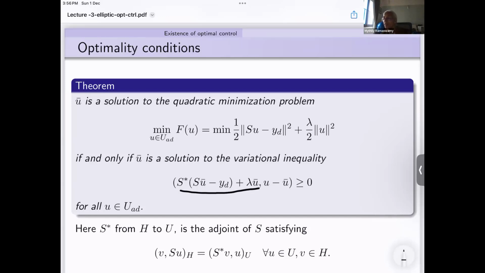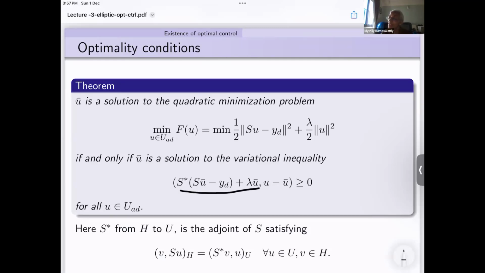So the inner product between V and SU in H, SU will be a vector in H, because S was going from U to H. Now this number will be equal to S star of V comma U, where S star will be going from H to U. So S star of V will be a vector in U. So that vector and this U, there will be an inner product in U, because both are Hilbert spaces, and so that is the thing I have to remember.